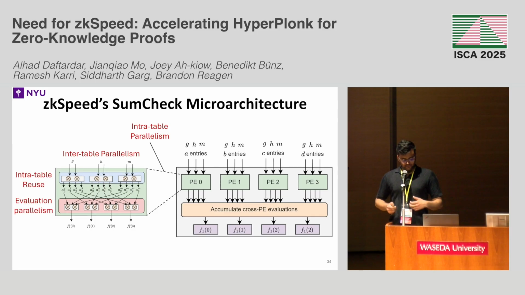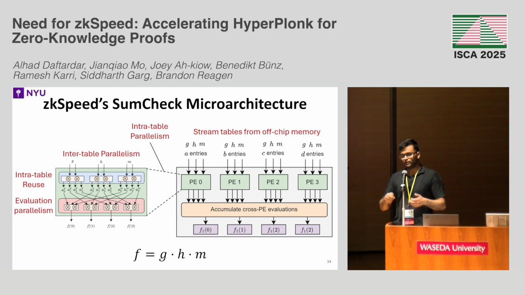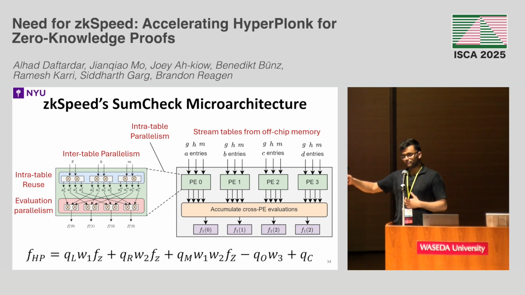parallelism. Putting this all together, we remember that there's no long-term reuse of these tables, so we can just stream them from off-chip memory without using expensive SRAMs to store intermediate tables. So again, this was an example for a simple polynomial, g times h times m. In HyperPlonk, we're actually dealing with much more complicated polynomials, but it turns out that the same architectural insights extend to these more complex polynomials.